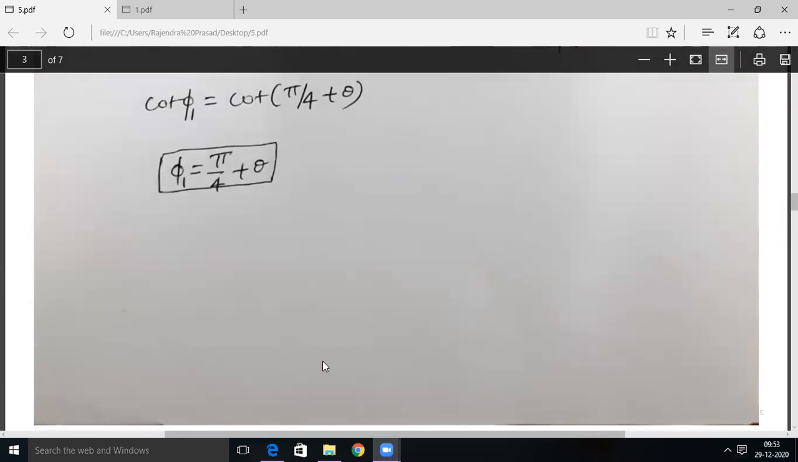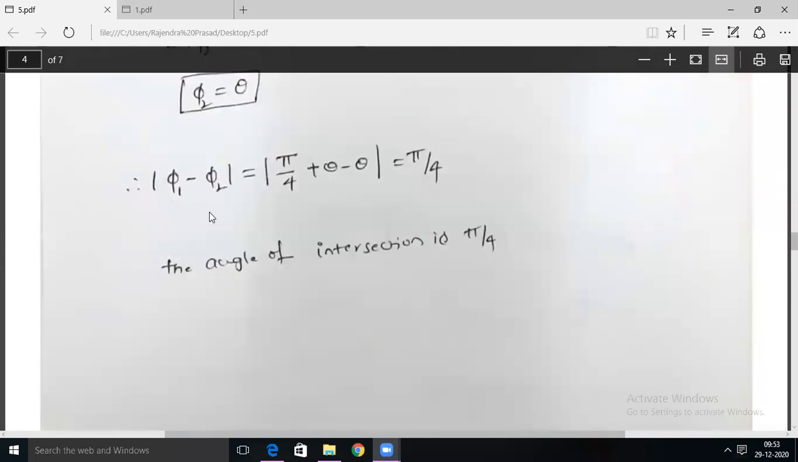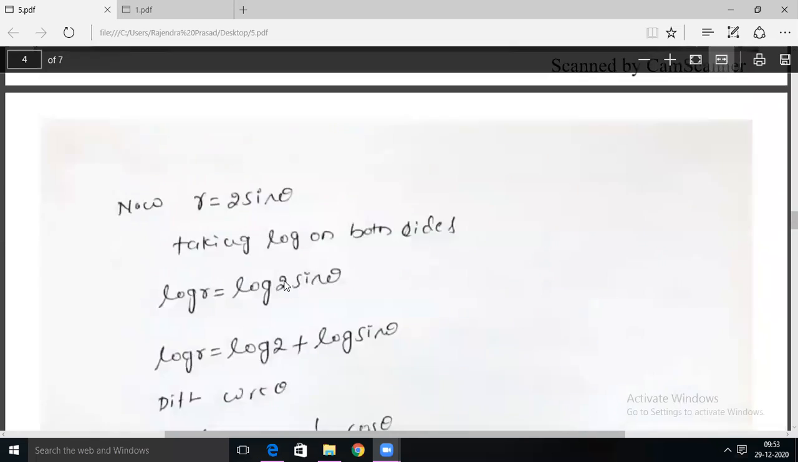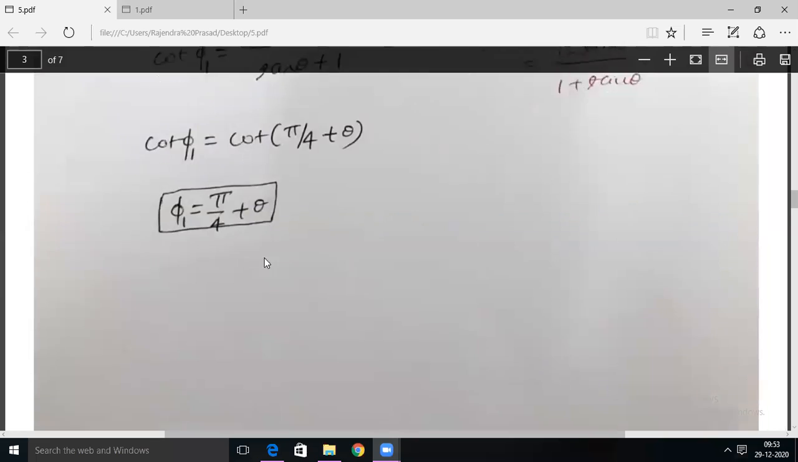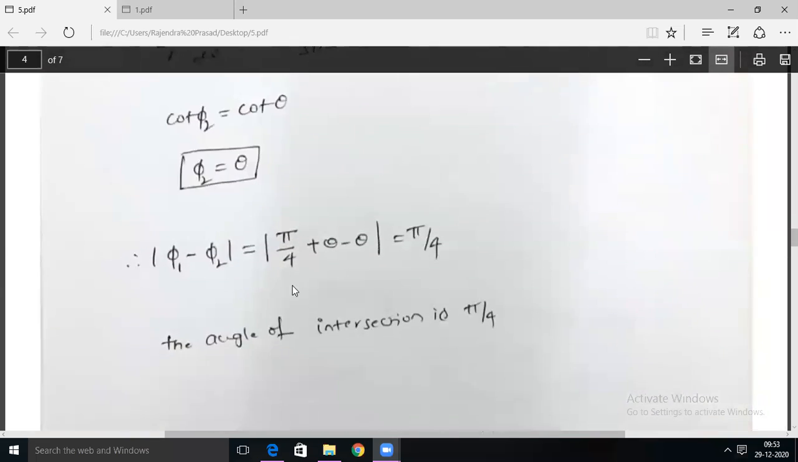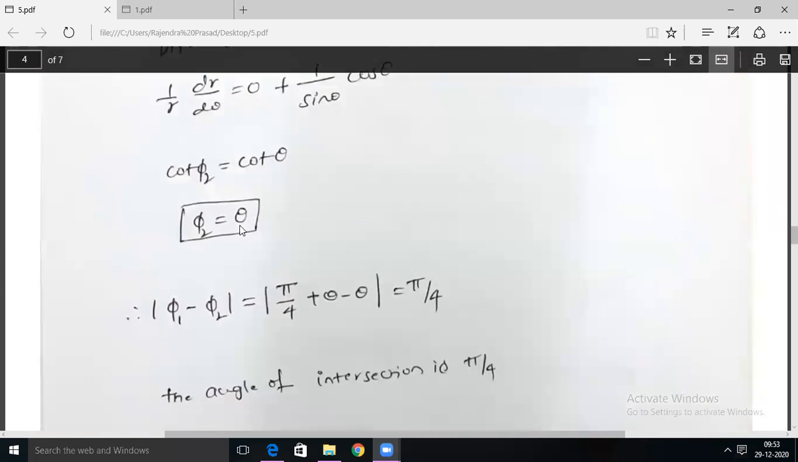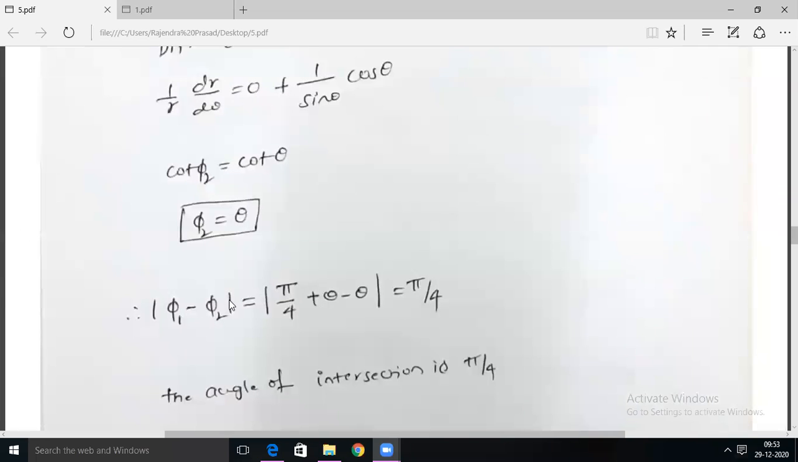So angle of intersection is modulus of phi 1 minus phi 2. Phi 1 is equal to pi/4 plus theta, and phi 2 we have here theta. Plus theta minus theta get cancelled, so we get pi/4. Angle of intersection we get here is pi/4. So this is what the angle of intersection is.